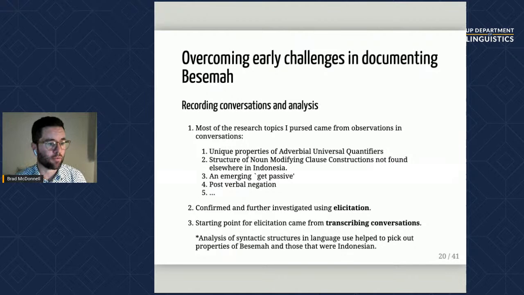Of course, I didn't just stop there. I confirmed and further investigated using elicitation. My starting point for many of these elicitations came from transcribing conversations. I would get to a point in a conversation where I would see an adverbial universal quantifier, and I would start to ask questions about that property of the language.